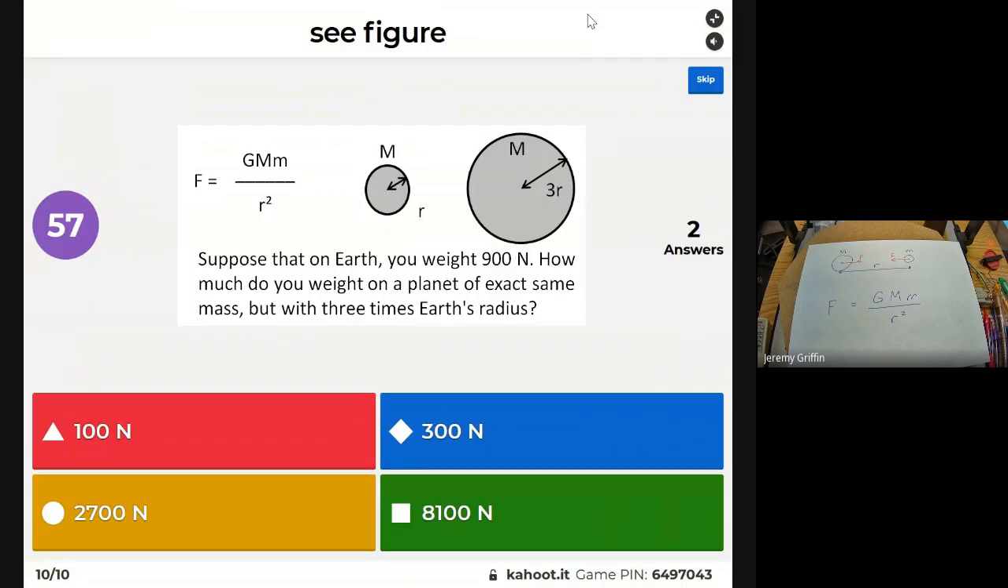Suppose that you weigh 900 newtons on Earth, but now we're gonna blow up the planet to, okay, so same mass, but 3 times Earth's radius, like a giant puff planet made out of like styrofoam or something. So 3 times the radial size. What's a factor of 3 squared? 9. What's 1 over 9? So a 9. What's a ninth of the original 900 newtons?